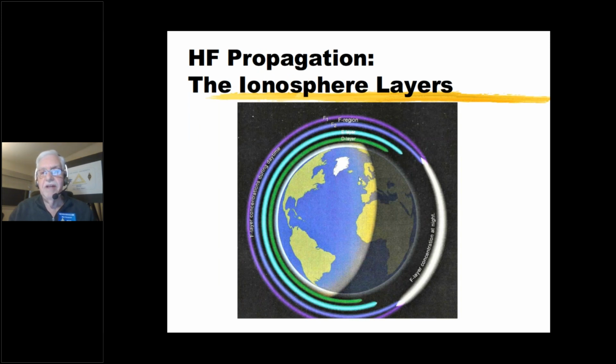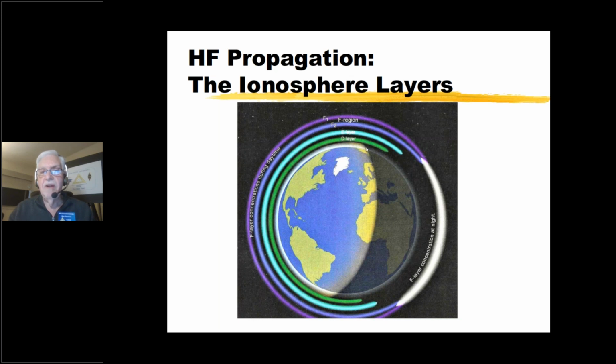Okay, HF propagation depends on the ionospheric layers. So here's a look at the Earth. Here's the day side of the Earth. Here's what they call the gray line. I'll talk about that in a minute. This is where it's nighttime. And here are the ionosphere layers that we're interested in: the D layer, the E layer, and the F layers, the F region layers. And you'll notice that on the day side of the planet, you have all of these layers, D, E, and F1 and F2.